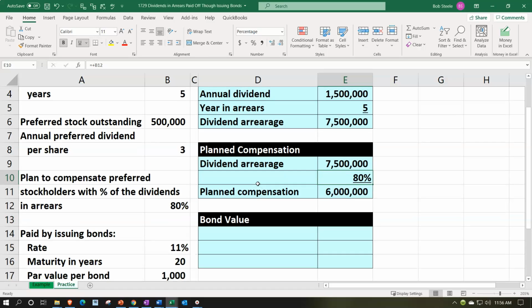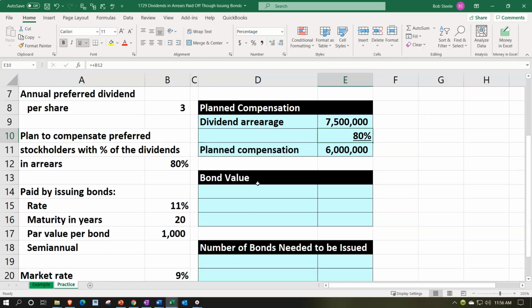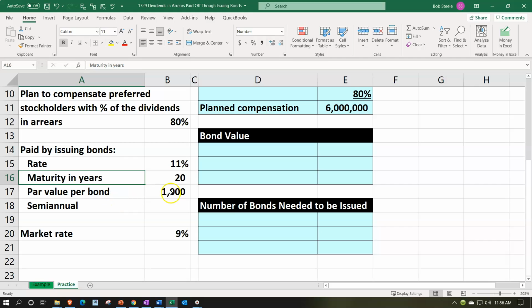So then we're going to think about, all right, now we're going to issue the bonds in order to pay that off. If we look at the bonds that we're thinking of issuing, we're going to say that the bonds have a rate of 11%. They mature in 20 years. The par value per bond is going to be $1,000, and they pay interest semi-annually. The current market rate is at the 9%.